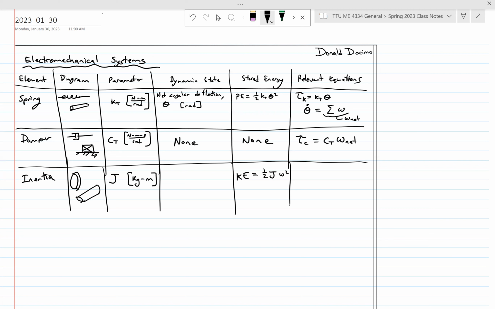So what is our dynamic state going to be? The thing that's associated with energy changing in an inertia? Omega, right? Our angular velocity. Omega, units of radians over seconds. All right, what is our big relevant equation? The name of it or the equation itself for our inertias? Any ideas?